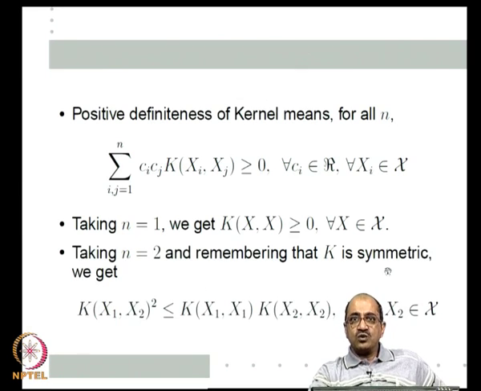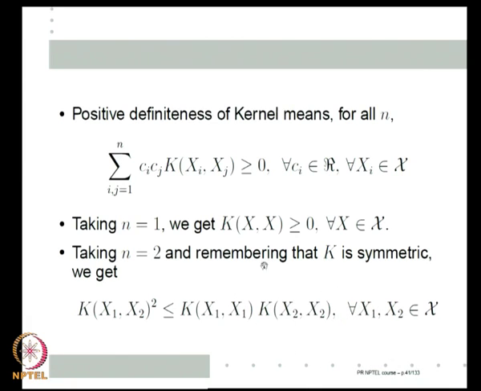So, if I take n equal to 2, the determinant will be: the main diagonal is k(x1, x1) into k(x2, x2), off diagonal is k(x1, x2) into k(x2, x1), but k is symmetric. So, the determinant has to be non-negative. So, k(x1, x2) whole square should be less than or equal to k(x1, x1) into k(x2, x2). This is true for every pair of features x1, x2. So, if k is a positive definite kernel, then in particular it satisfies this. Given any two feature vectors x1, x2, k(x1, x2) whole square is less than or equal to k(x1, x1) into k(x2, x2).